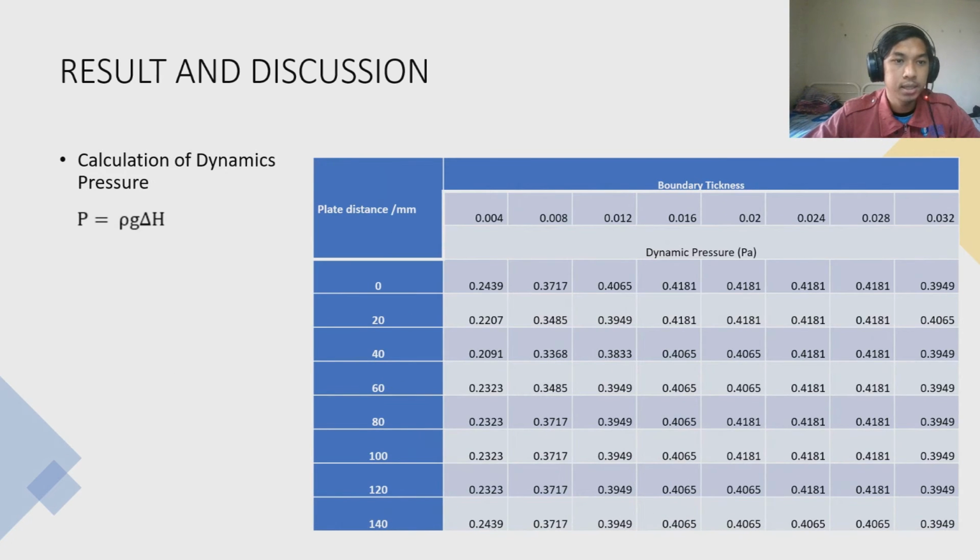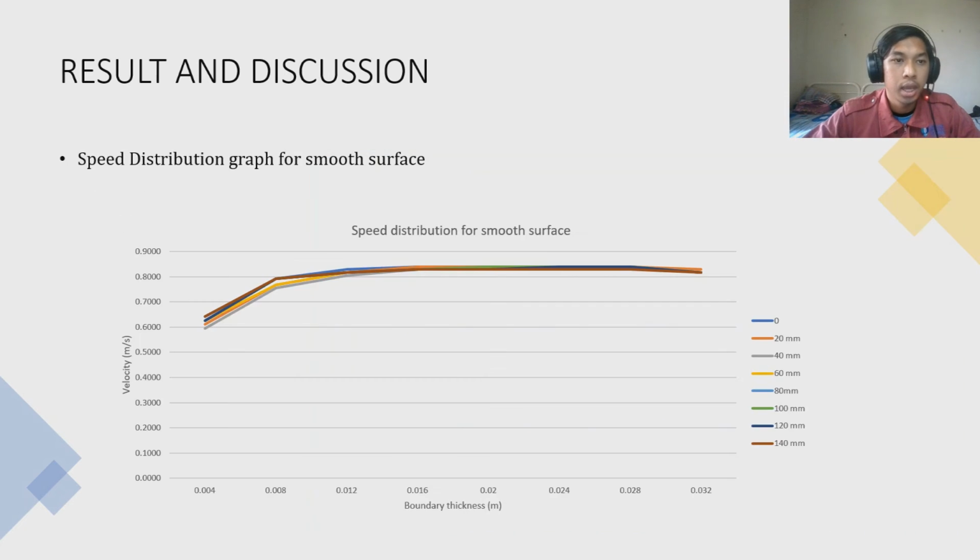And next is the calculation for the dynamic pressure. We use the formula rho g and the difference in head. So after we calculate, the table shows the result of the dynamic pressure for each of the parameters. And next, here is the speed distribution graph for the smooth surface. We plot each of the conditions in one graph to see the difference.